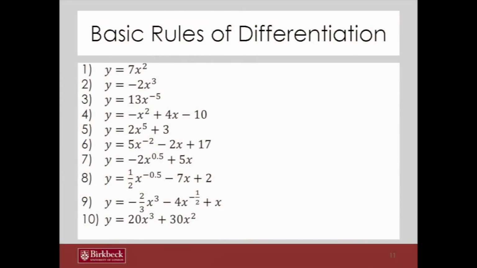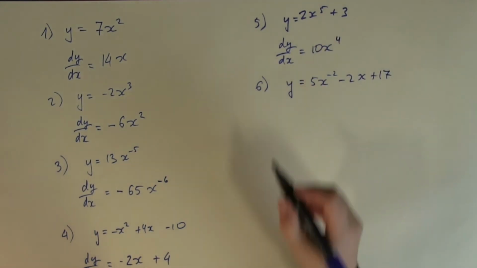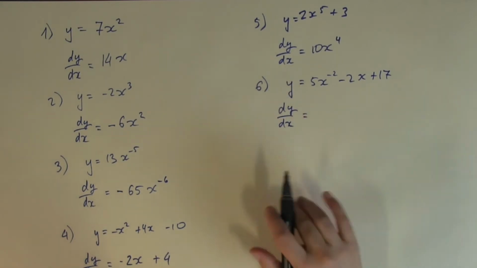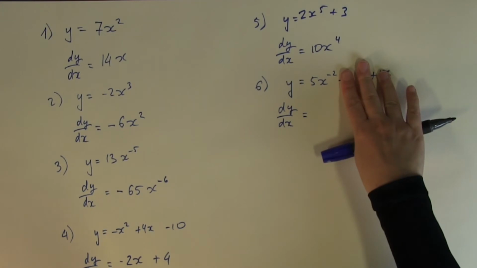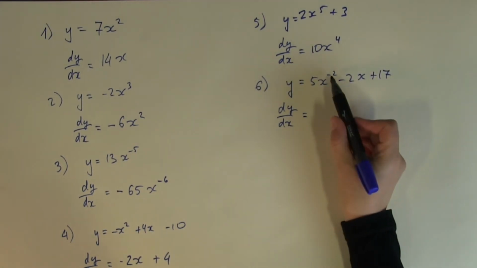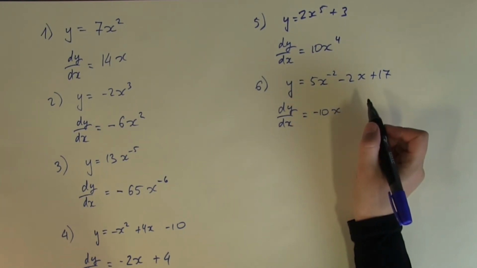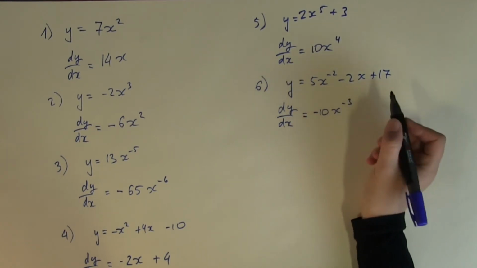6. Y is equal to 5x to the minus 2 minus 2x plus 17. What's the derivative of this function? Well, we can again look at it term by term. The first term is a power function, so bring the power down. Minus 2 times 5 makes minus 10, and lower the power by 1. Minus 2 minus 1 gives me negative 3.